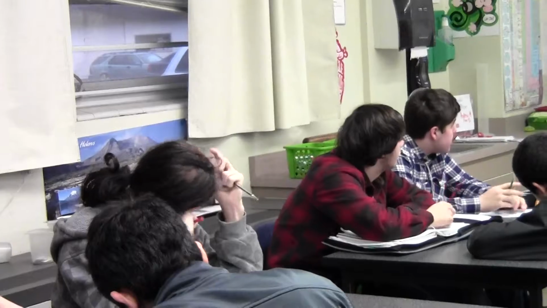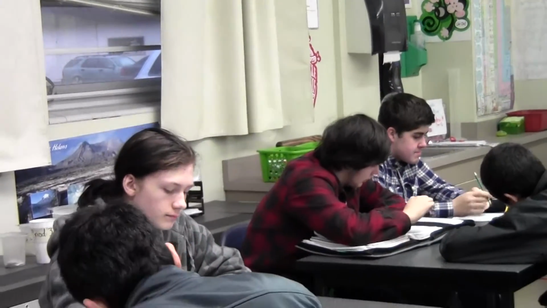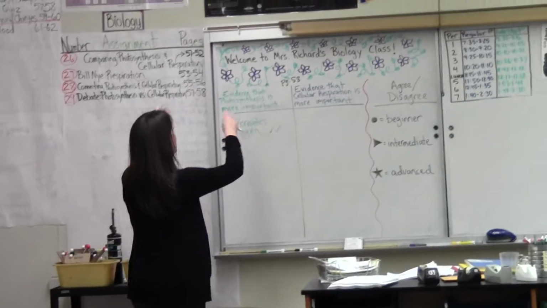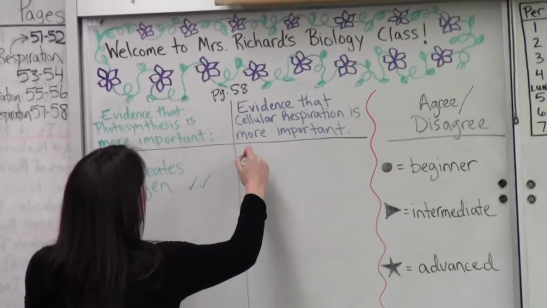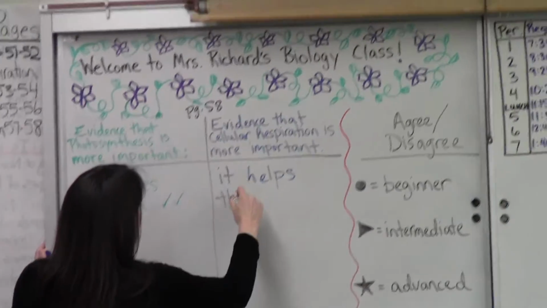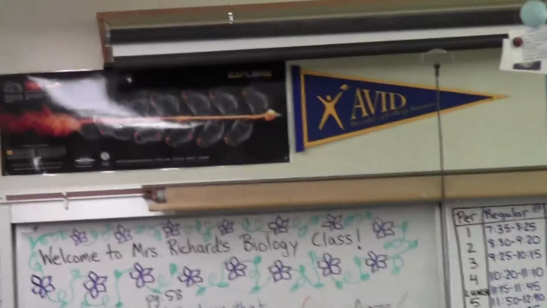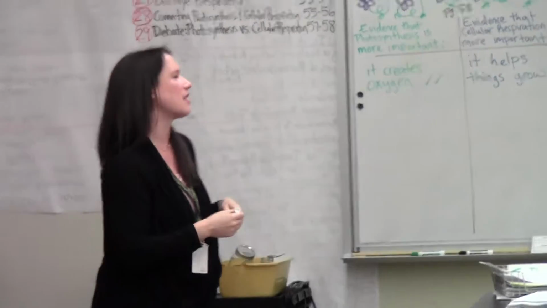Chris, which side of the debate are you on? Cellular respiration, and what was your reason for saying that that is the more important cellular process? It's what? To help it grow? Is that what you said? Okay, so cellular respiration is more important because it helps things grow. So we use that oxygen, we use that food, we break it down, and it makes it so that we and plants can grow.